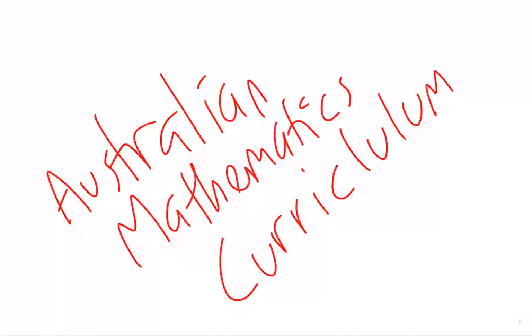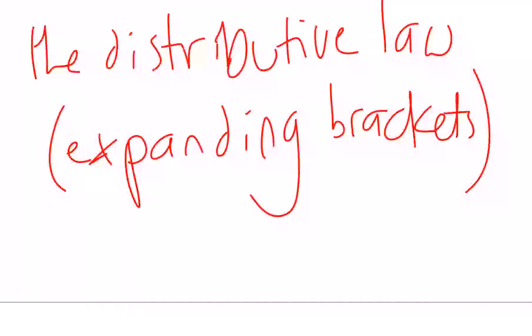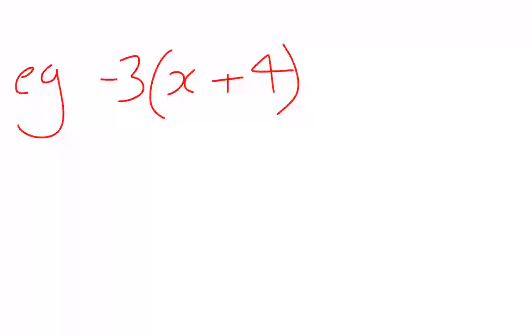Australian Mathematics Curriculum, the distributive law, expanding brackets. If we're asked to expand brackets, we need to multiply the term outside the brackets, in this case -3, by each term inside the brackets. Here I've got x and 4. This will simply give us our answer. We'll go into y later.